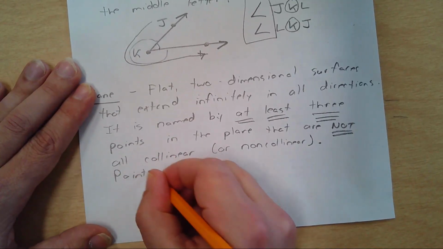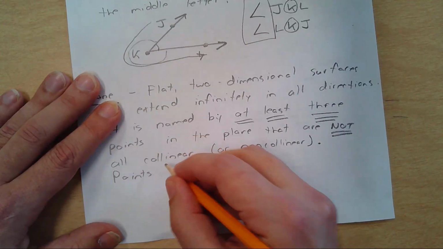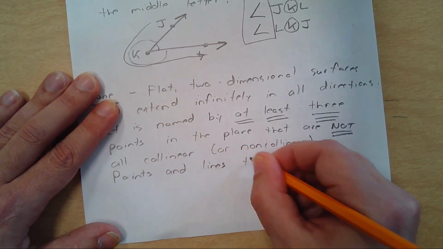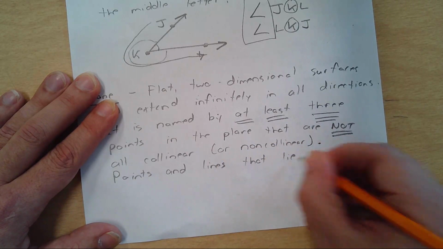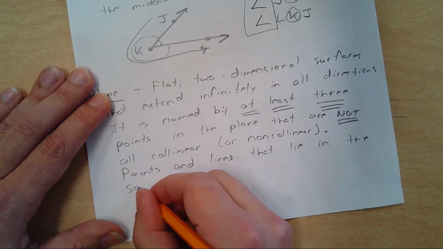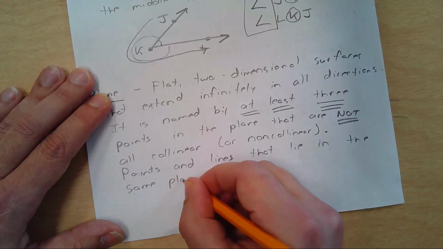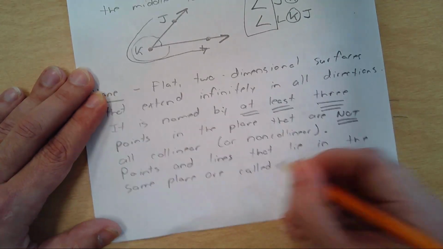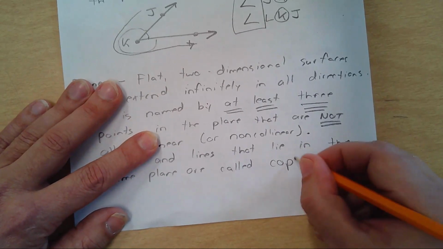Last thing, points and lines that lie in the same plane are called, dun, dun, dun, dun, coplanar.